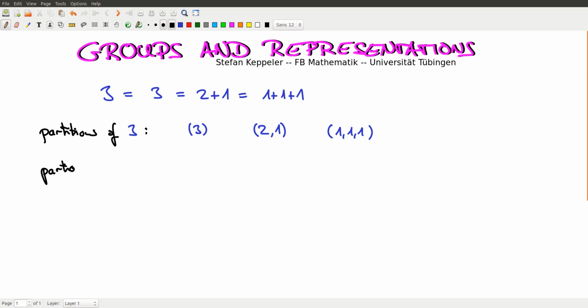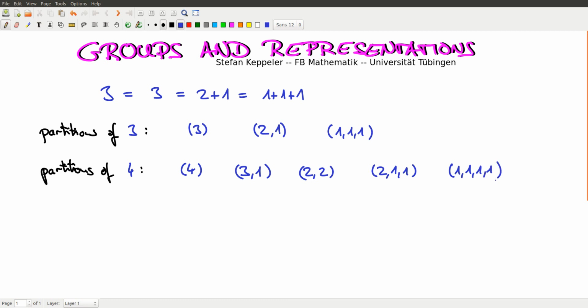Let's do the same for 4. The partitions of 4, that's, well, 4. And then we have 3 plus 1. We also have 2 plus 2, 2 plus 1 plus 1, and 1 plus 1 plus 1 plus 1.